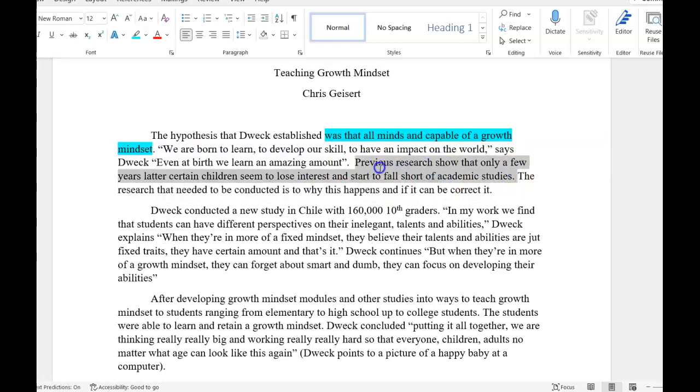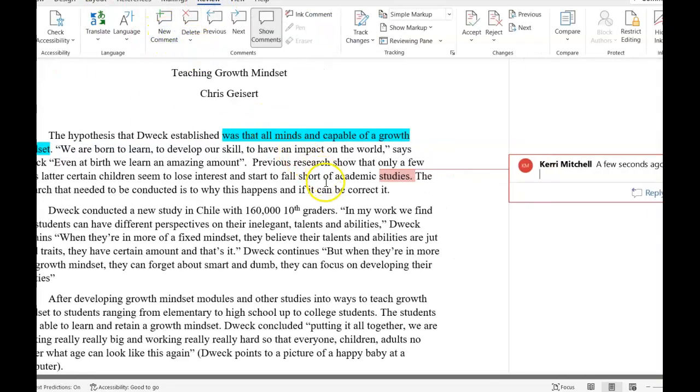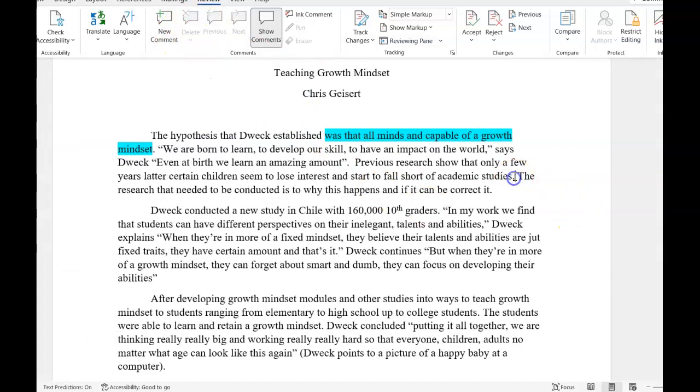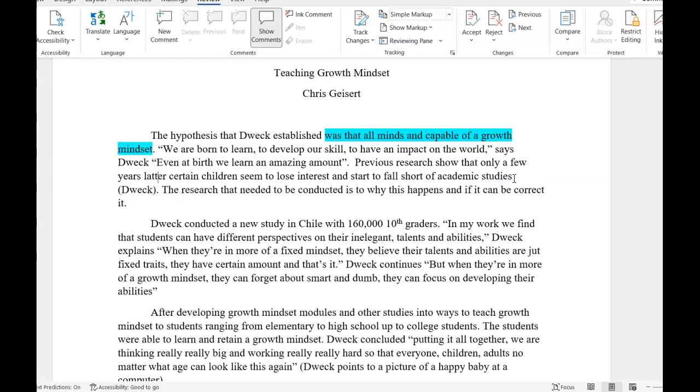So this right here, previous research shows that only a few years later, certain children seem to lose interest. That's true. This was Dweck's study. And even though you're not quoting her, you're going to want to include a parenthetical citation here to remind the reader that that idea is coming from Dweck. And then you go on to say the research that needed to be conducted is why this happens and if it can be corrected. So yes, that's exactly what Dweck says.